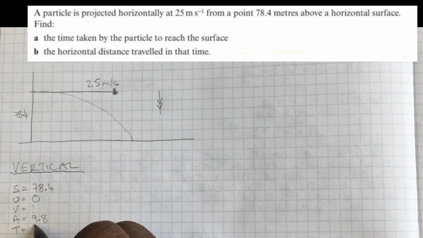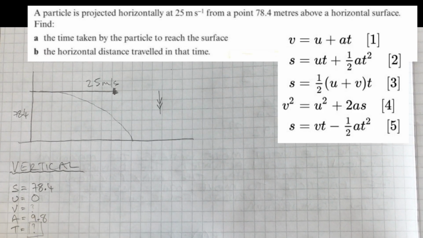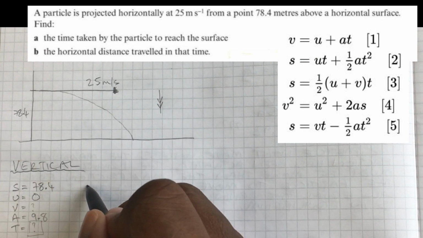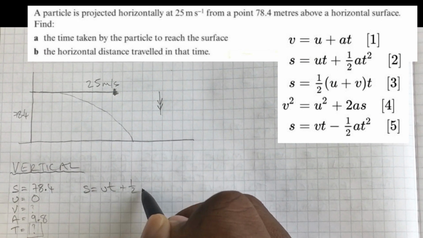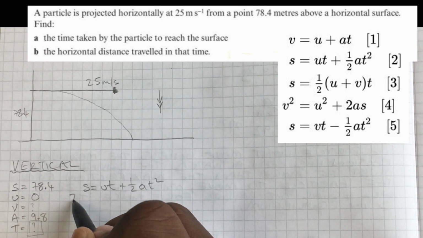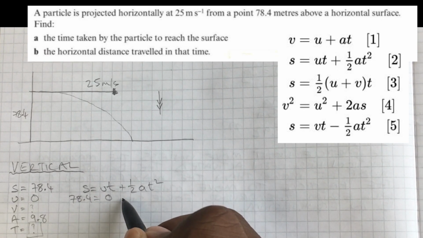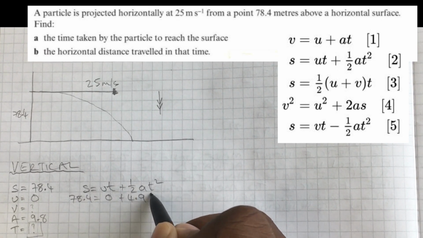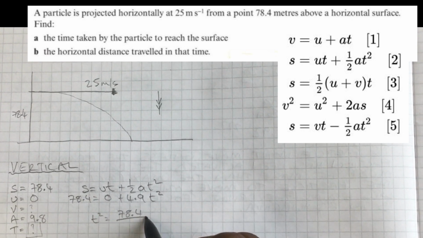I know the acceleration is g, 9.8, and I don't know the time it takes, but I'm looking for the time. So we just choose an appropriate Suvat equation, and we can do s equals ut plus half at squared, and go ahead and substitute our values in. Rearranging, we should easily be able to find the value of t.